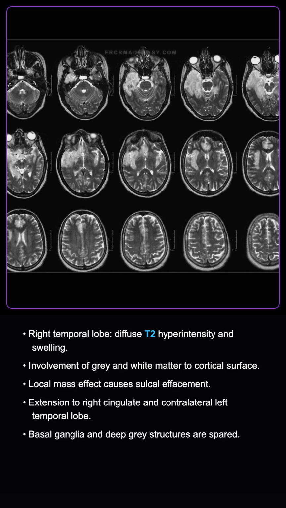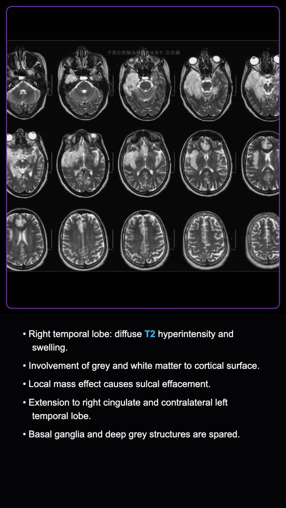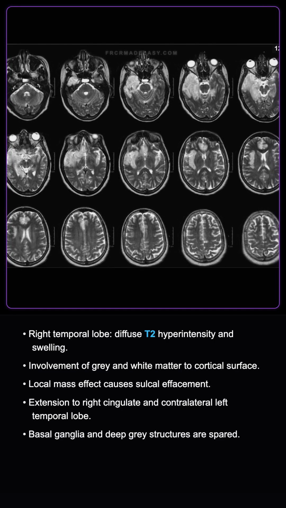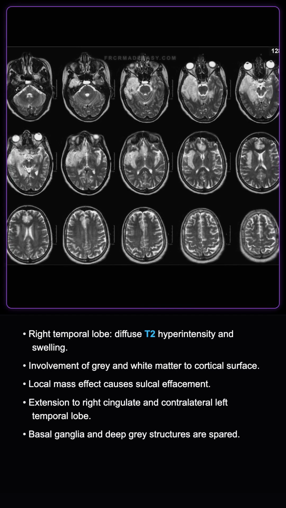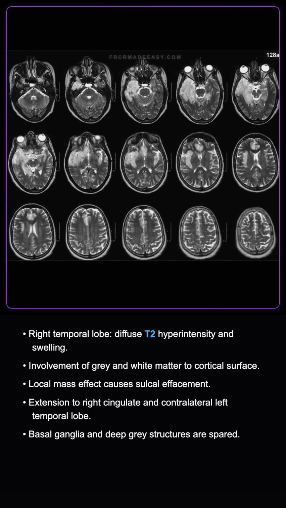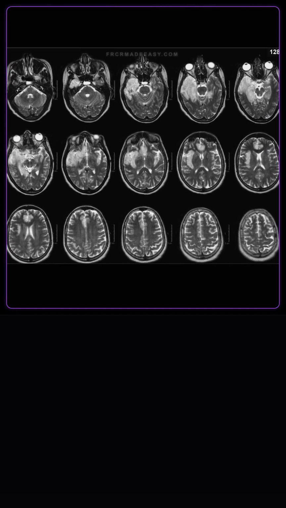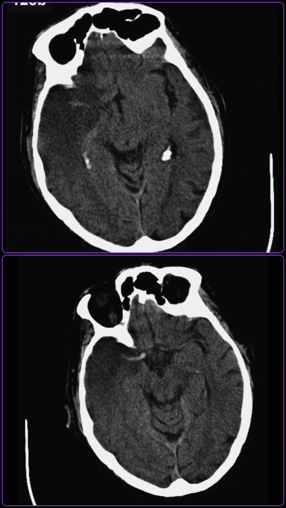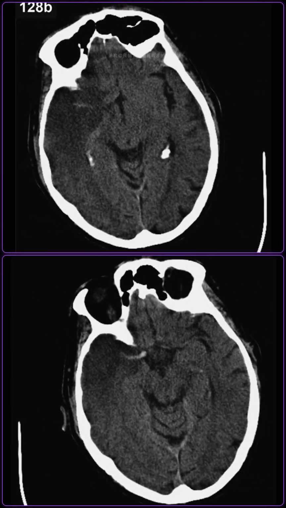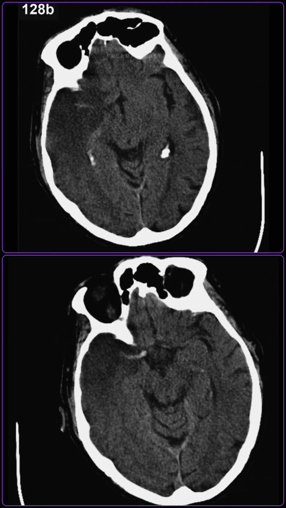Similar hyperintense signal changes are visible extending along the right cingulate gyrus and also involving the contralateral left temporal lobe to a lesser degree. The deep gray matter structures, including the basal ganglia, are spared, which is typical for this condition. I am showing you axial brain CT scans of 2 different comparison cases. What do they demonstrate, and what is the differential?